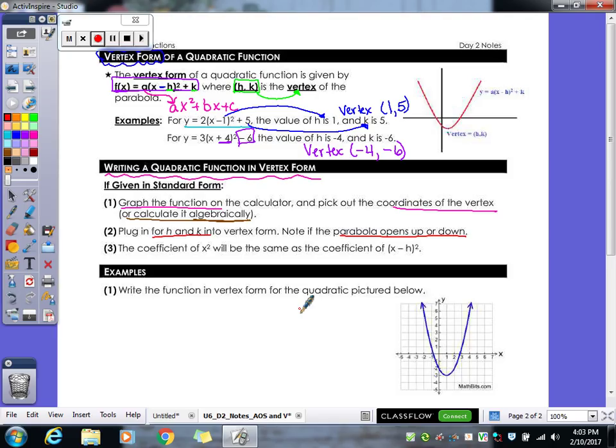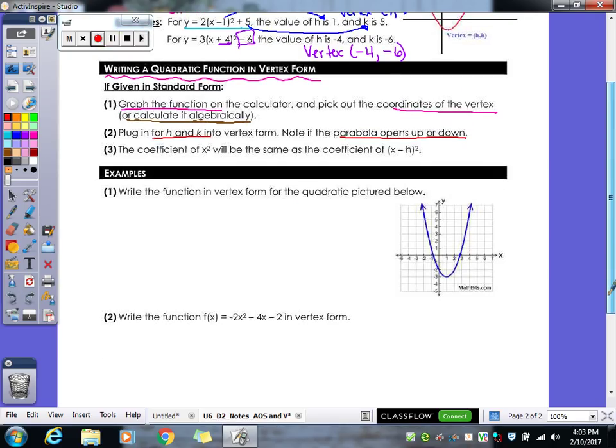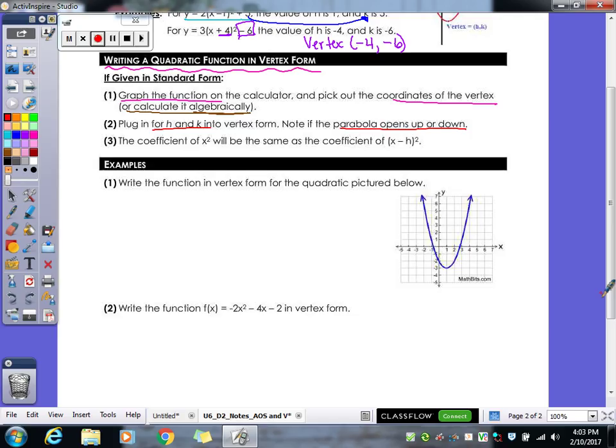So let's take a look at this. We're writing the function in vertex form for the quadratic pictured below. So first thing I'm going to do is write my generic vertex form, because as I said, the more times you write something, the more you're going to remember it. The 3 pieces of information we need to know to plug into there are your a, your h, and your k.